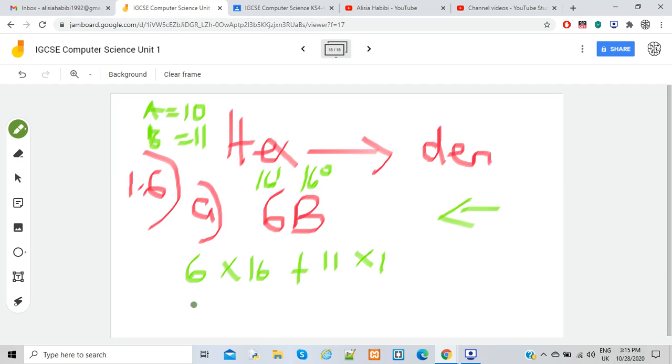Finally, we're going to be adding up our answers, and 16 times 6 is going to be 96. So 96 plus 11 times 1, which is 11, our final answer is going to be 107. So this is our answer for this question. This hexadecimal value, 6B, is actually equivalent to 107 in denary.